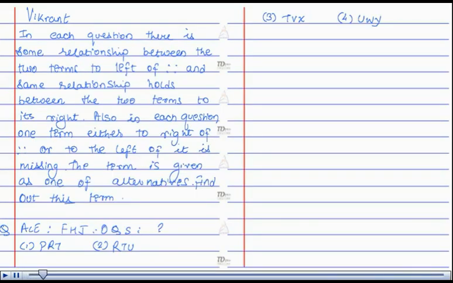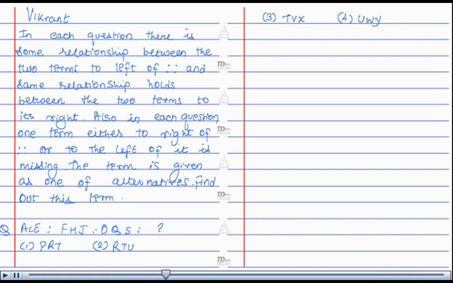In each question there is some relationship between the 2 terms to the left of the sign, and the same relationship holds between the 2 terms to its right. Also in each question one term, either to the right of the sign or to the left of it, is missing. The term is given as one of the alternatives. Find out this term. Question is, ACE is to FHJ as OQS is to what?